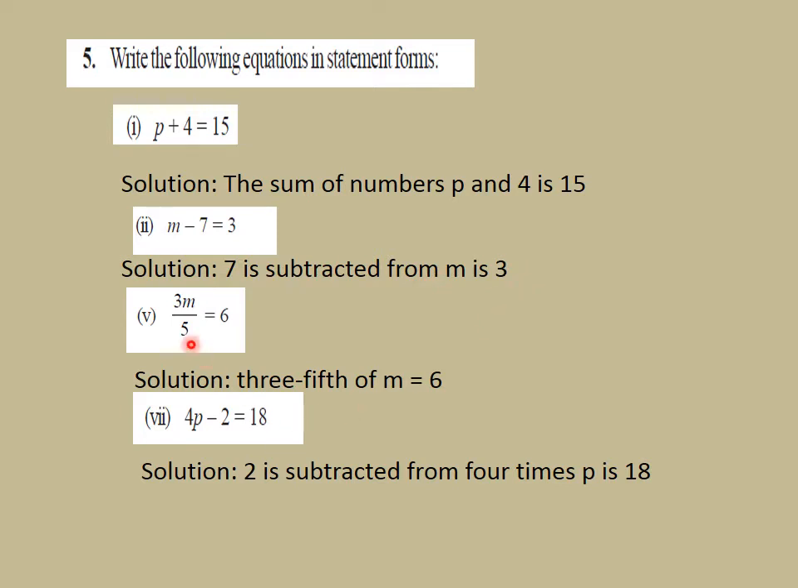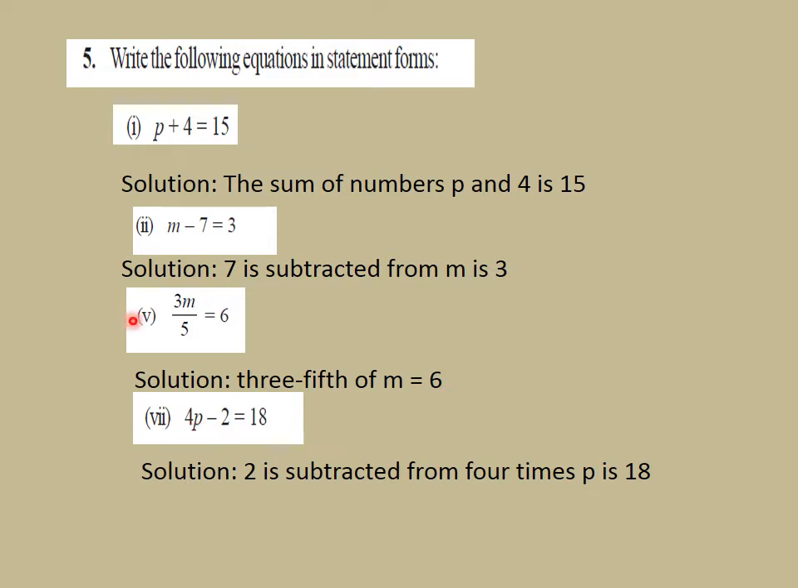Alright. Now let us see the next question. Fifth question. 3m upon 5 is equal to 6. It's very clear. It's a fraction. Okay. So how do you write? 3/5 of m is equal to 6. See how easy it is. 3/5 means it is always a fraction, 3 upon 5. 3/5 of m is equal to 6.